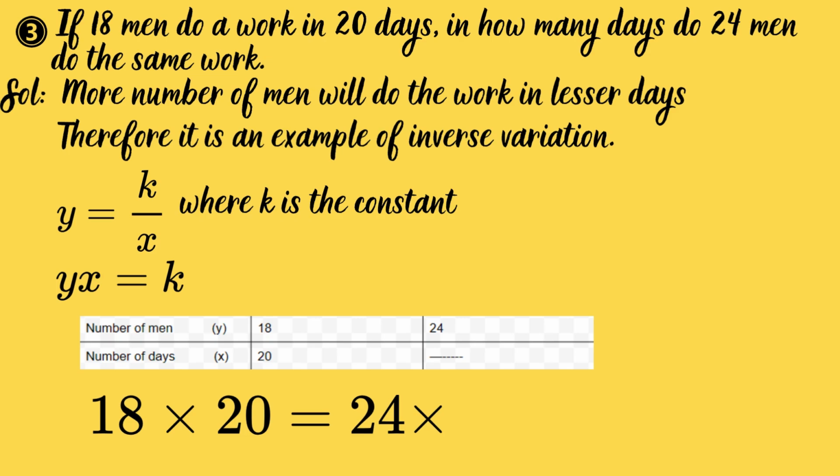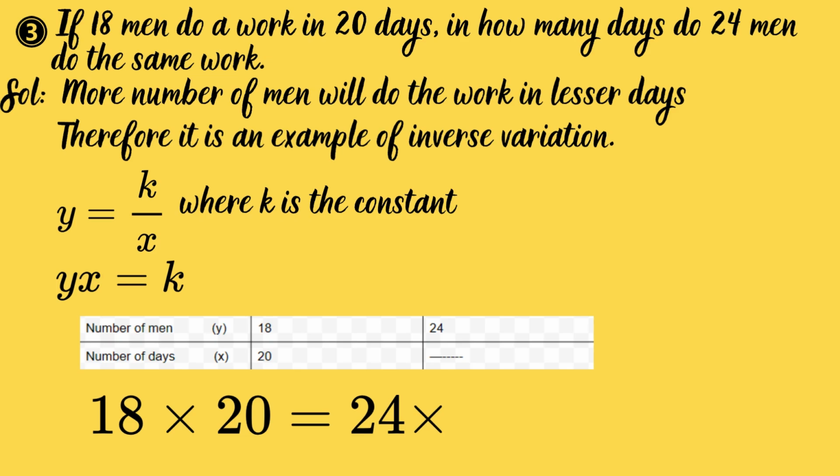Our third problem is: if 18 men do a work in 20 days, in how many days do 24 men do the same work? Therefore, as the number of men increases, the number of days will decrease. Thus, it's an example of inverse variation. Therefore, y equal to k by x, where k is the constant of variation. Therefore, y into x is equal to k.